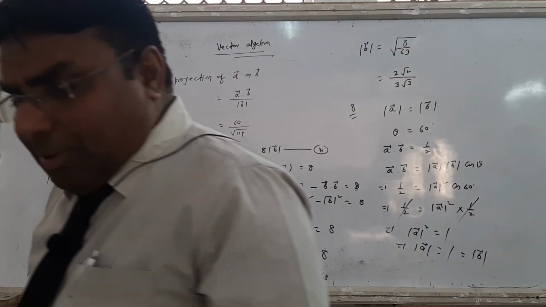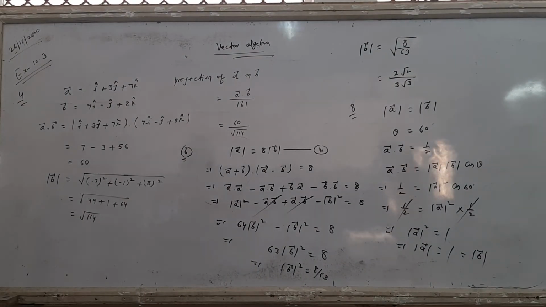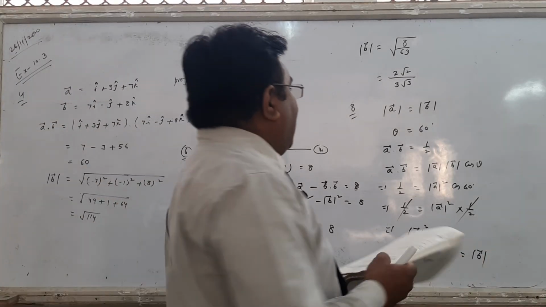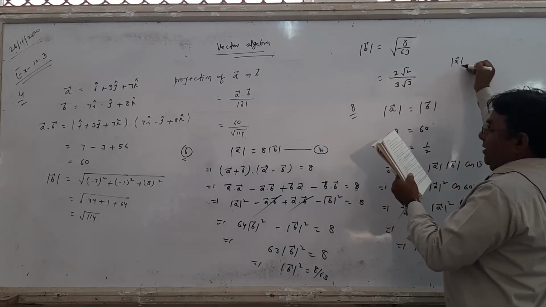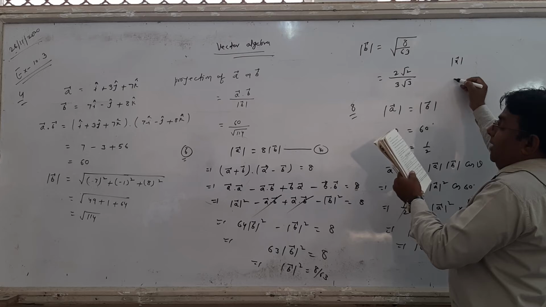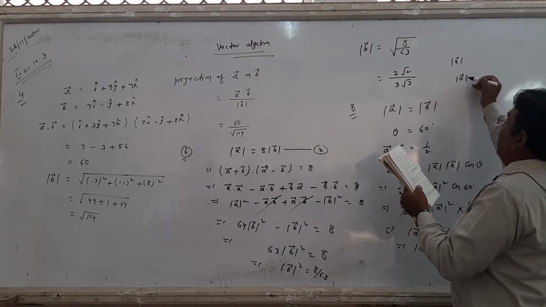So question number 8 and 9 are same. 6, 7 and 9 all are same. Question number 9 is again find the magnitude of vector x. Find the magnitude of vector x. You know student, we have to find the magnitude of vector x. Now given is a unit vector, that means the magnitude of a is 1.